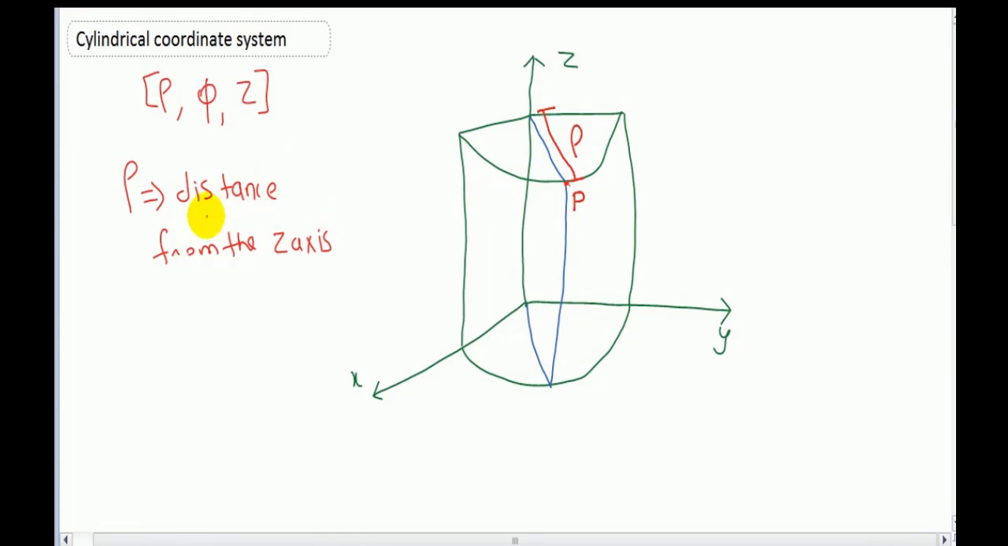Rho is also known as the radius of the cylinder, because this is a part of the cylinder. If we complete this, this will be the radius of the cylinder.